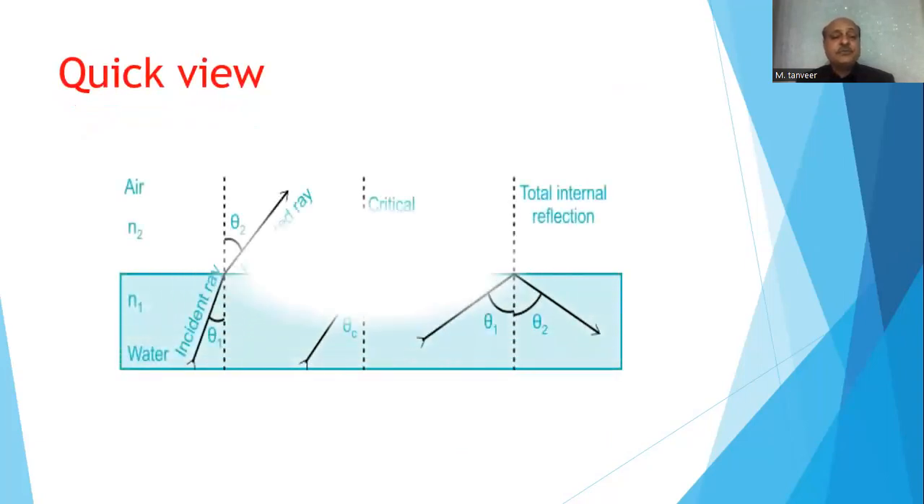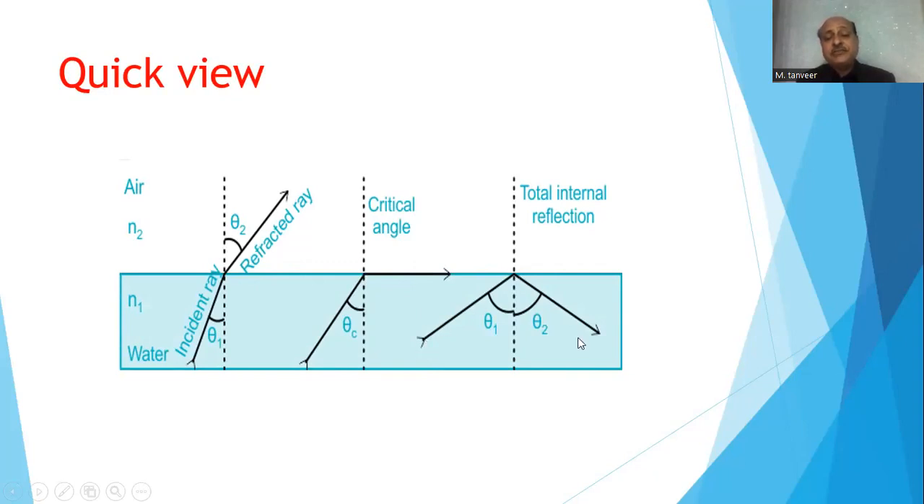Quick view. This is the first ray of light. It shows refraction. When I increase the angle of incidence, the angle of refraction becomes 90 degrees. When I increase the angle of incidence beyond the critical angle, all rays of light bounce back in the same medium, which is called total internal reflection.